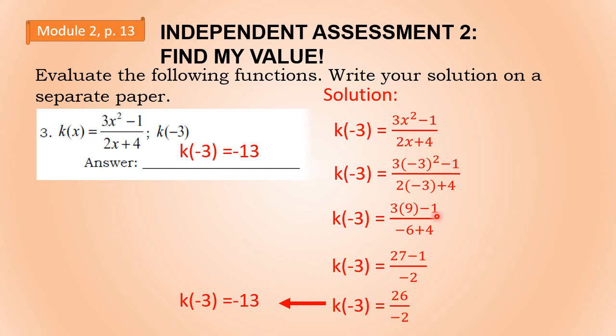Then 3 times 9 is actually 27. We copy minus 1 over negative 6 plus 4, which is actually negative 2. And so 27 minus 1 is 26 over negative 2. And 26 divided by negative 2 is negative 13. Hence, our final answer is negative 13.